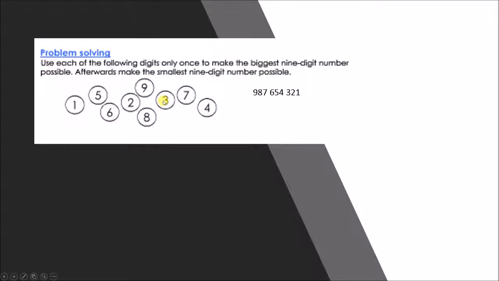The opposite way around is to start with the smallest number first, going up. And then we get 1, 2, 3, 4, 5, 6, 7, 8, 9. Did you get that one?